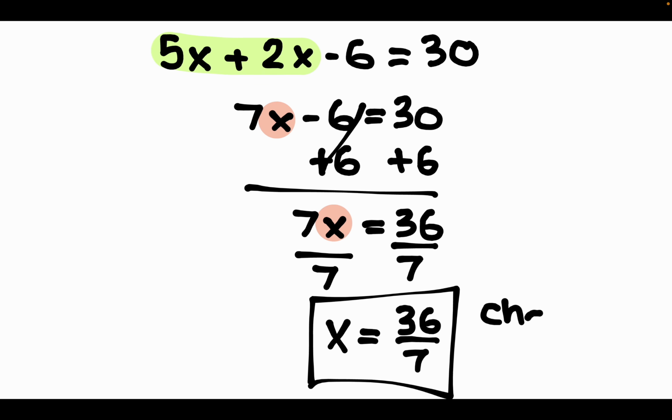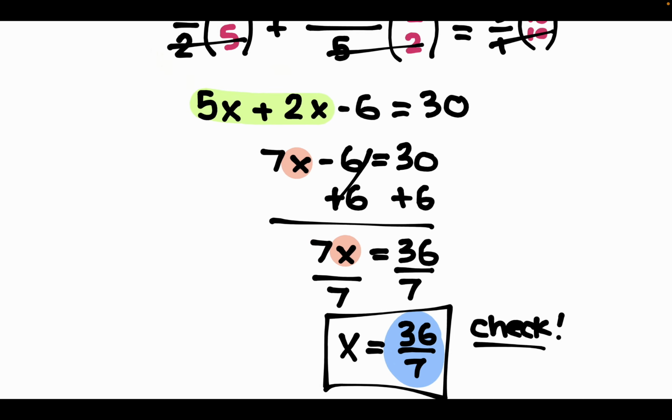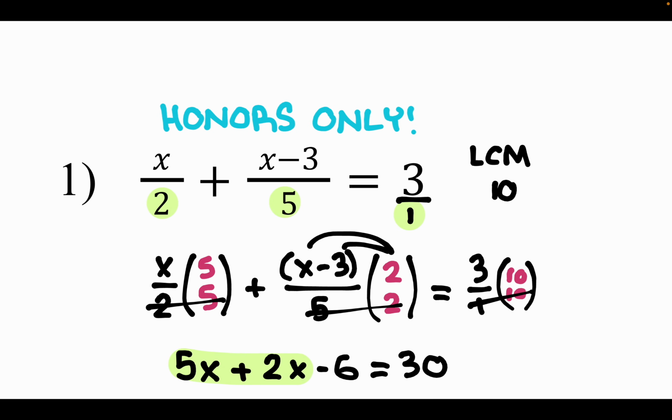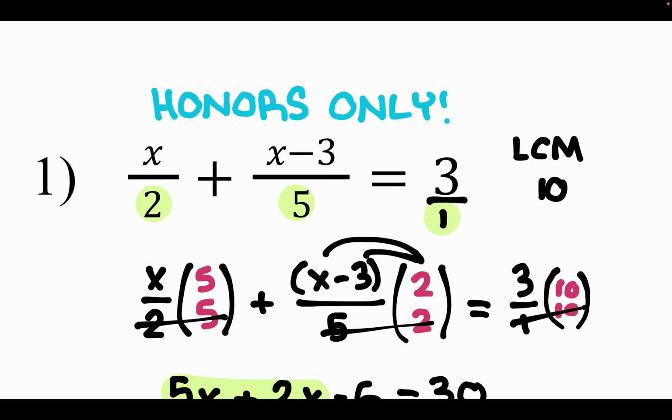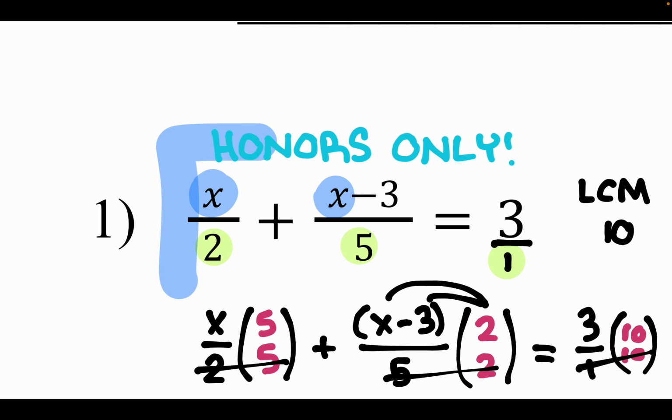Remember that you do have to check it, but I'm not going to show the checks in this video. But you would take that number, 36 over 7, and you would plug it back into your original equation everywhere that you see x, and make sure that the whole left side equals the whole right side. So basically the whole left side, when you plug it into the calculator with x as 36 over 7, should equal 3.